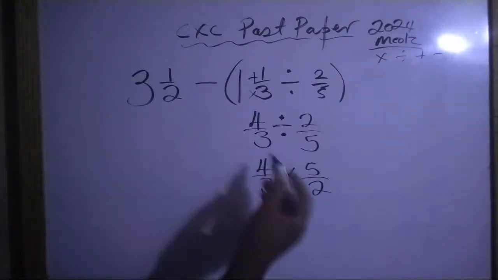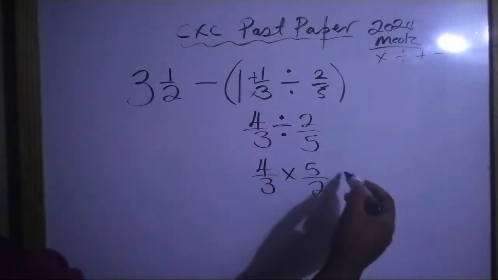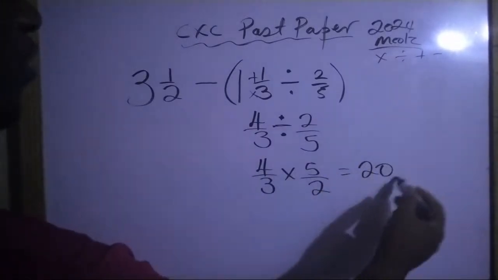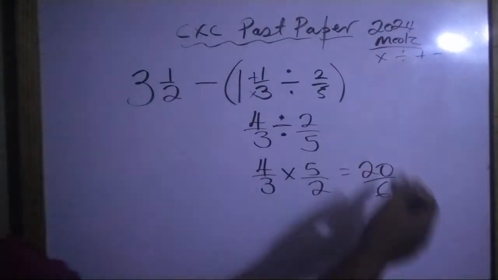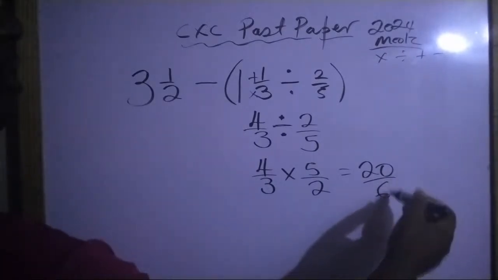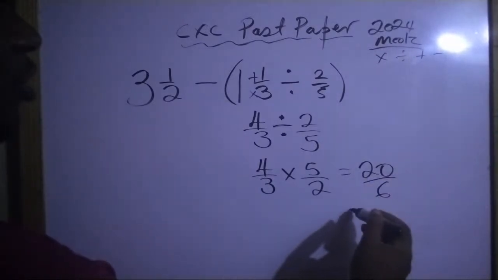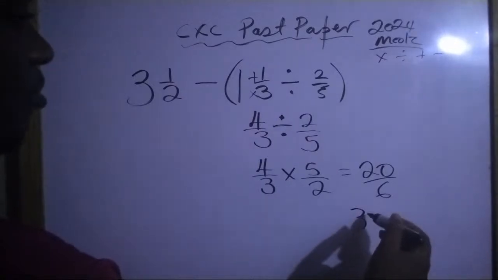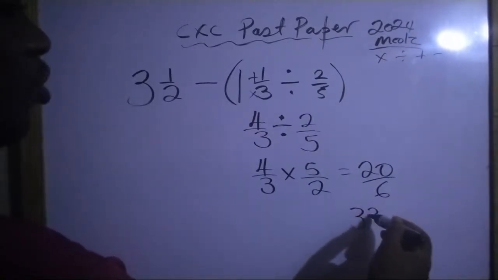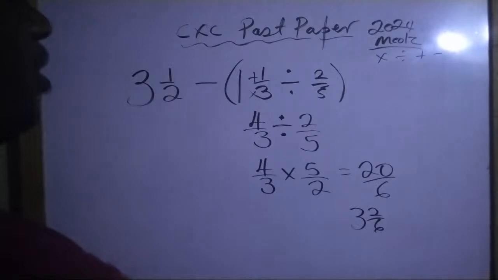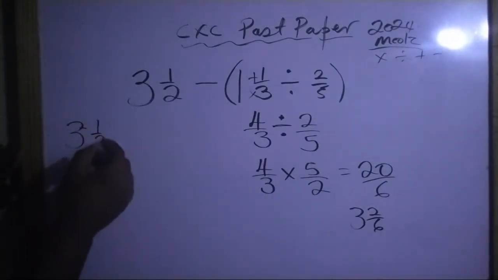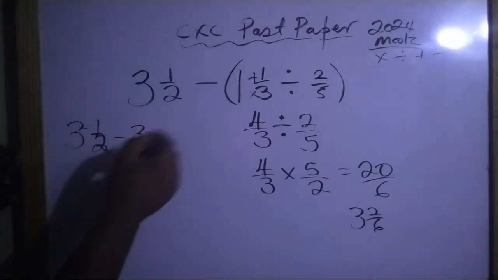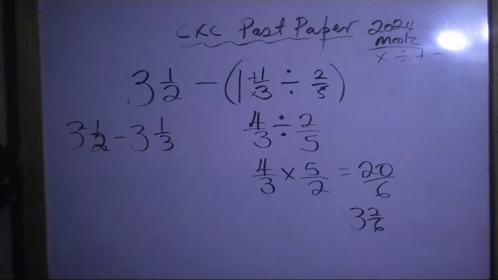Alright. So this now would be 4 times 5, 20 over 6. Why does the fraction here come bigger than the fraction here? Alright, 6 into 20 goes 3 times, and the remainder 2 over 6, which is the same as 1/3. So now we have 3.5 minus 3 1/3. That can definitely work.